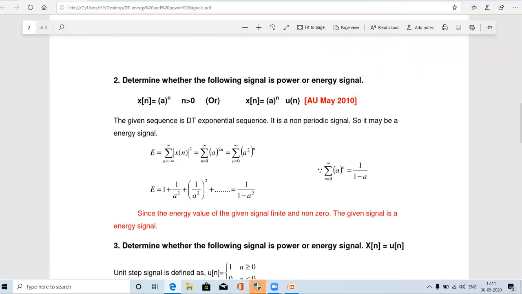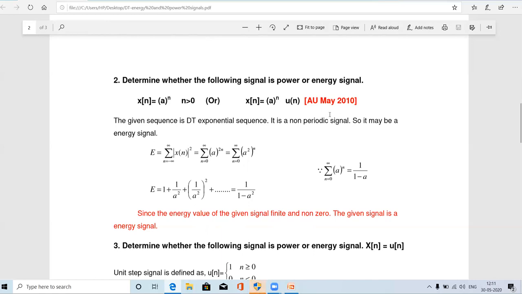So the second question: determine whether the following signal is power or energy signal. X of n equal to a power n for n greater than 0. What is the meaning of a power n for n greater than 0? N greater than 0 means n is equal to 0 to infinity. But this signal a power n can be written as a power n into u of n. So these two questions are the same. X of n equal to a power n when n greater than 0, same as x of n equal to a power n u of n. Both problems are the same problem only.